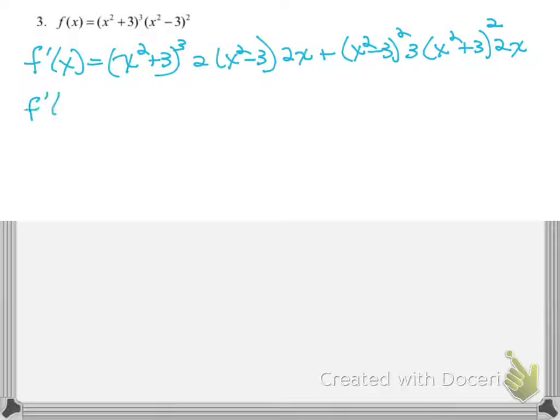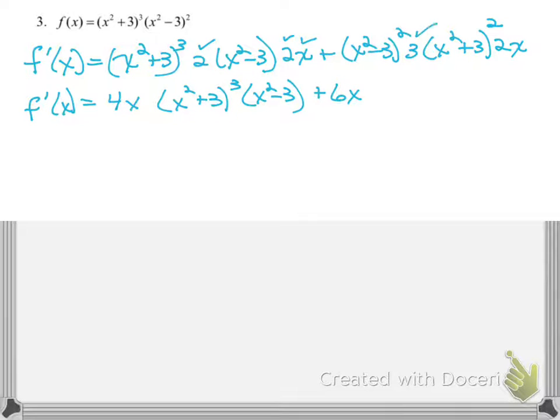The first thing I do is pull out my numbers and my single variables. So I have a 2, and an x. So that makes it 4x in front here. And then I have x squared plus 3 cubed and x squared minus 3. Okay, that piece is done. Plus, pull out the numbers, 3 and 2x gives me 6x, took care of that and that. And then I have x squared minus 3 squared times x squared plus 3 also squared. Okay, so that's where we are so far.